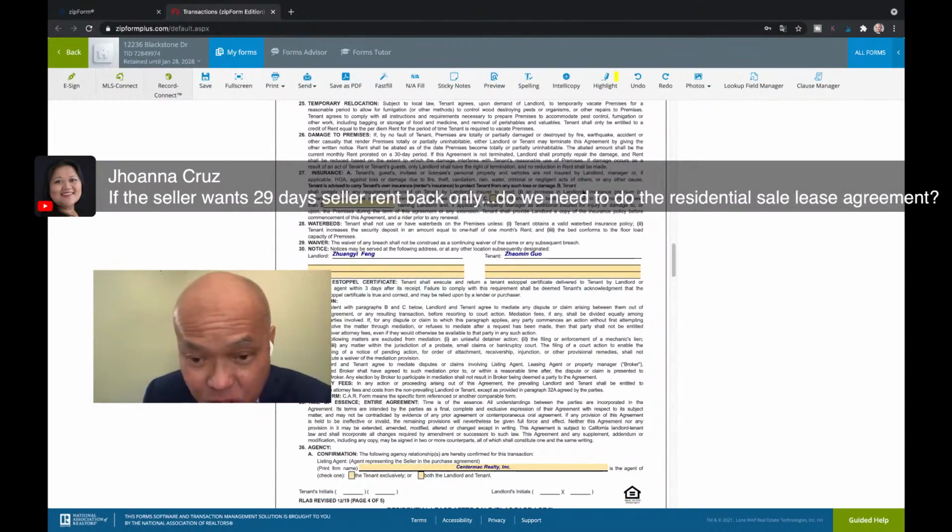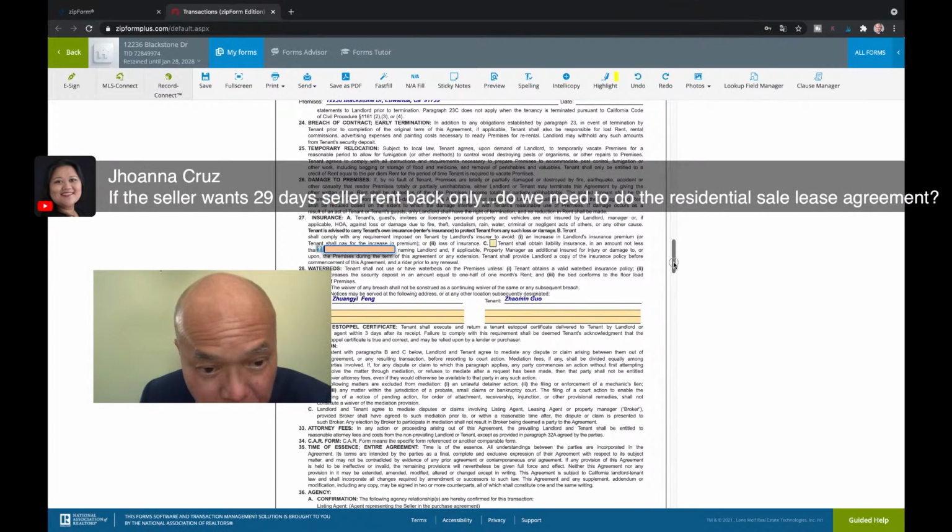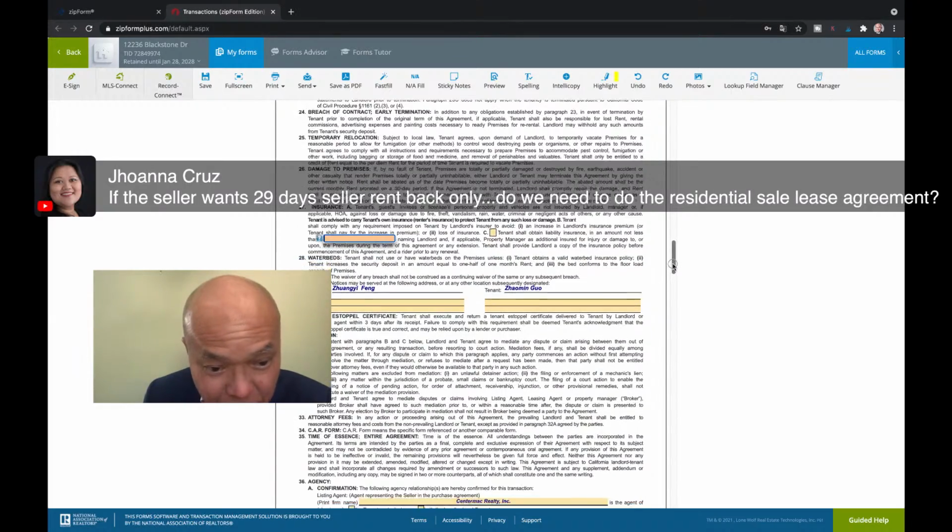It's always a good idea to make sure that they maintain liability insurance to protect the landlord. And you can put in whatever amount, maybe $1 million. So this is talking about what? This is talking about liability or personal property. If it's personal property, it doesn't have to be so much. But if it's a liability, perhaps it needs $1 million.